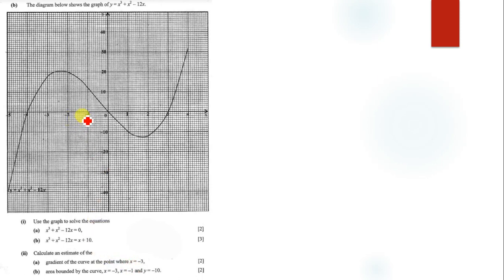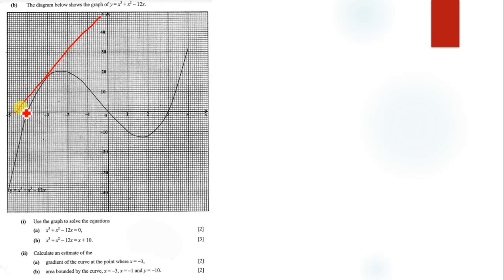So we look at a point where x is equal to negative 3. So it's this point. So we have that point there. What you do with this point is that you have to get your ruler, and then you draw a line that touches the curve at that same point. So this is how you do it.